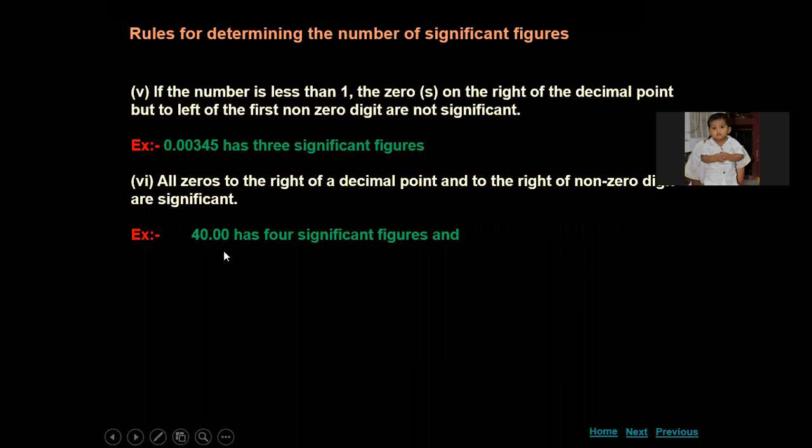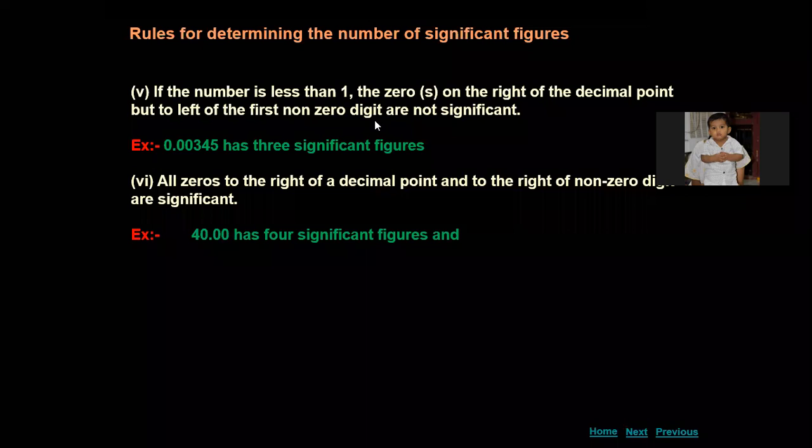40.00 is there. Here 40.00. Now, after the point, whatever zeros are there, those are significant. Now here significant figures are 4. Okay, fifth one. Okay, I'll repeat.